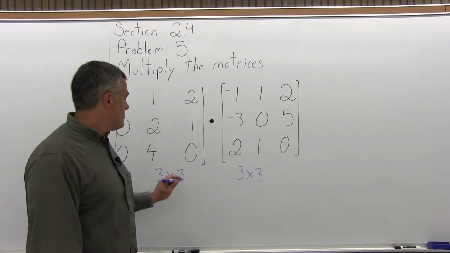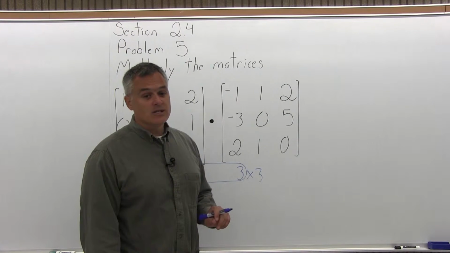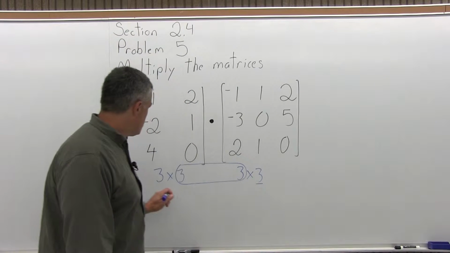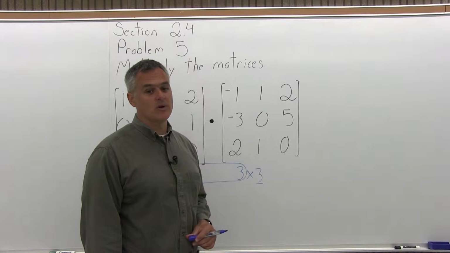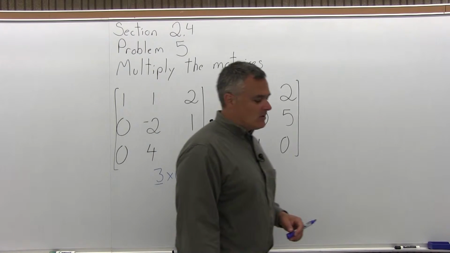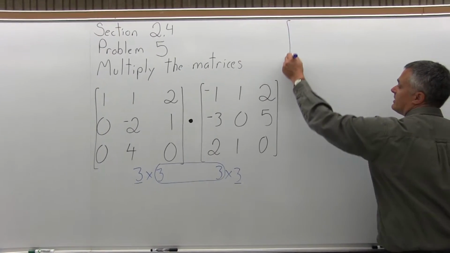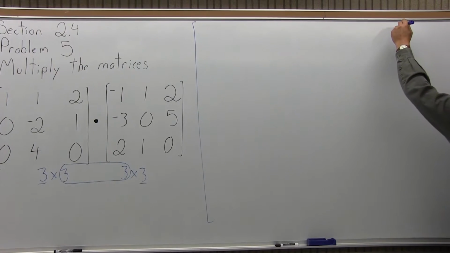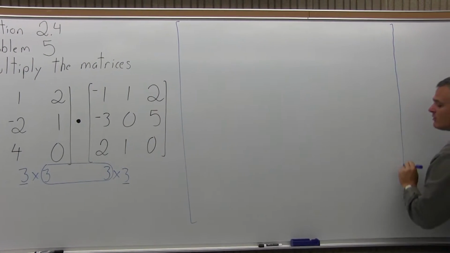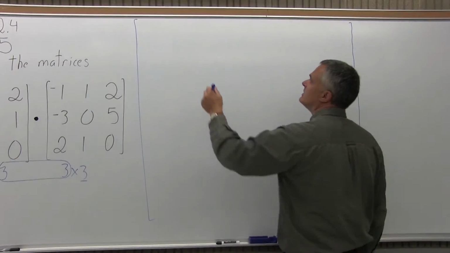And if you check the inner numbers, they do match. They're both 3. So I know there is an answer, and the outer numbers of the dimensions tell me that the answer will be a 3 by 3. So I know it will also have 3 rows and 3 columns. So let's start setting that up, and this is going to be a fairly big matrix. So again, I'm going to write a really big matrix with really big boxes where I'll write out all the work, and then when we're done, I'll just write just the numbers.